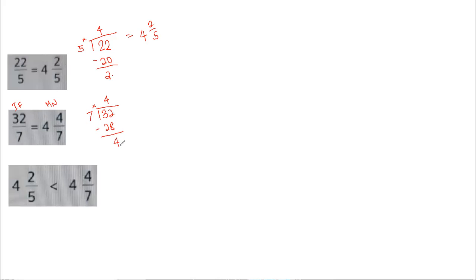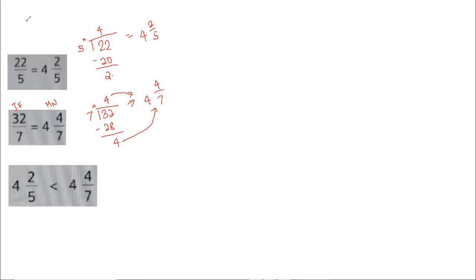That means you don't have enough to make a 7. You only have 4. So now this becomes 4, and then the remainder is 4 over 7. So these are the equivalent mixed numbers of your improper fractions.